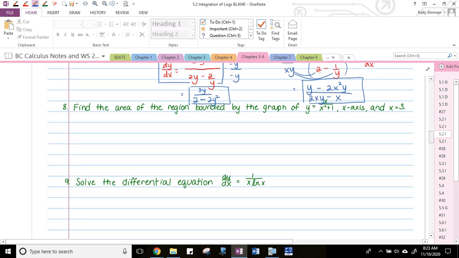Find the area of the region bounded by the graph of y equals x over x squared plus 1, the x-axis, and x equals 3. Might be a good idea to sketch this. Maybe. So the x-axis is here. x equals 3. Like if I plug 3 into this, I get 3 over 10.